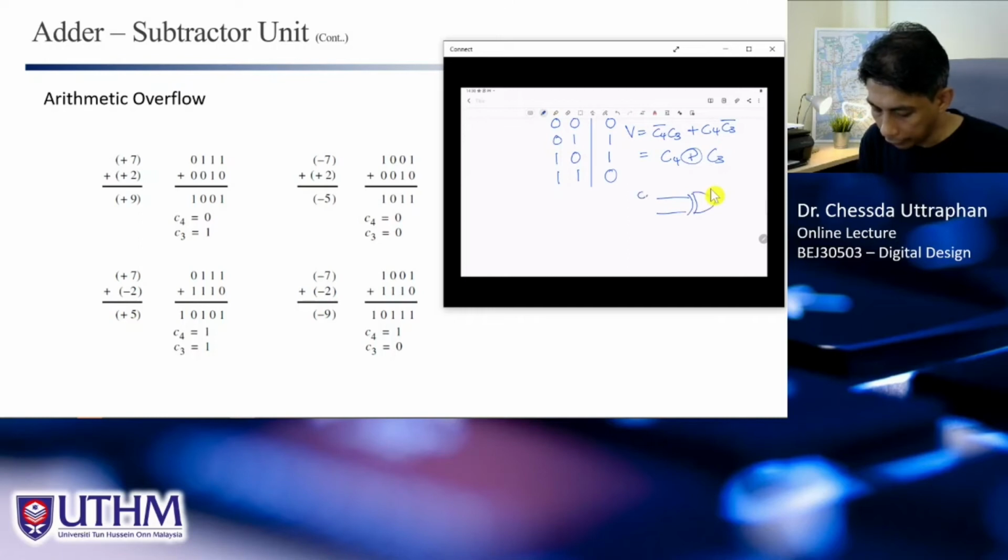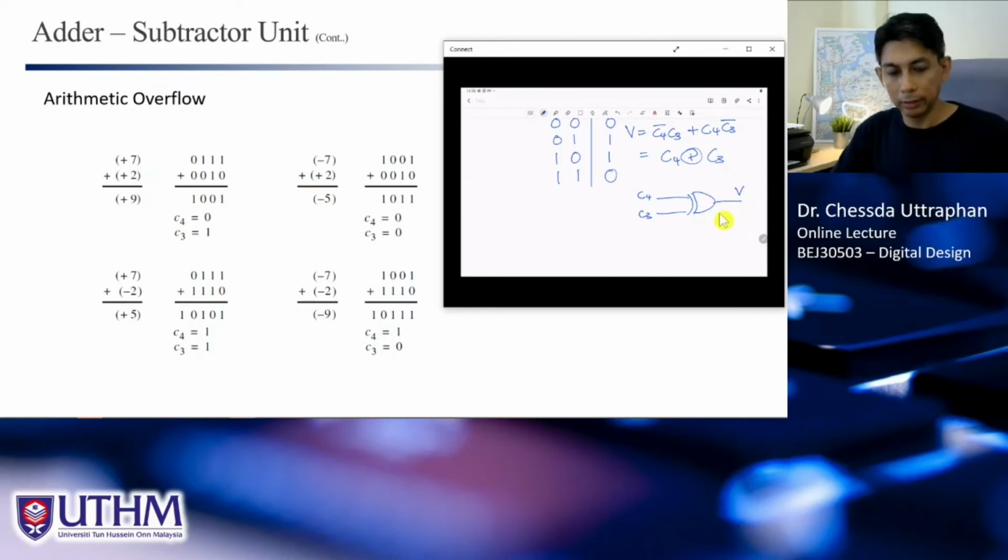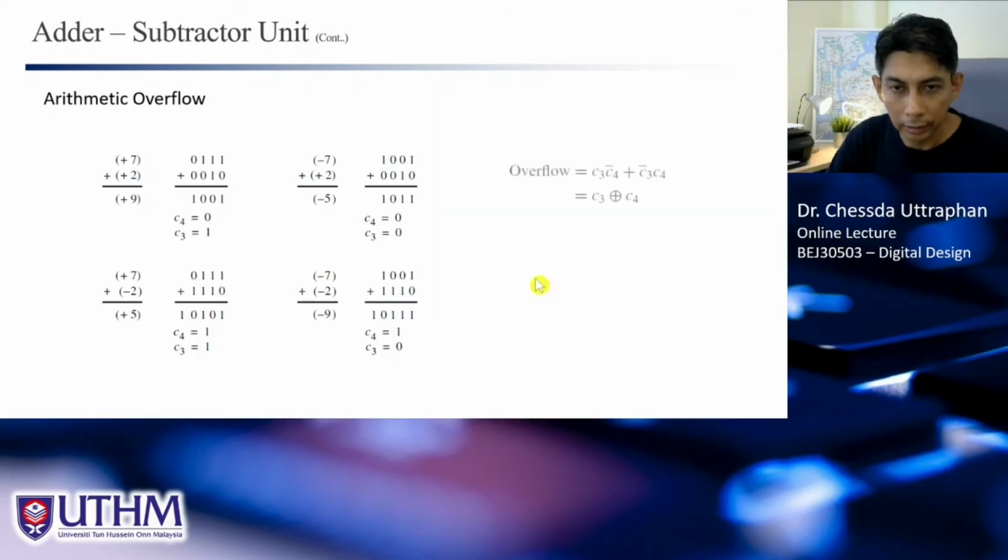All right. If we have C4, we have C3, and we can have V for any cases. Okay, that is why we can say that overflow can be detected using the XOR gate. So for n-bit numbers, we can have the overflow equal to Cn minus 1 XOR Cn.